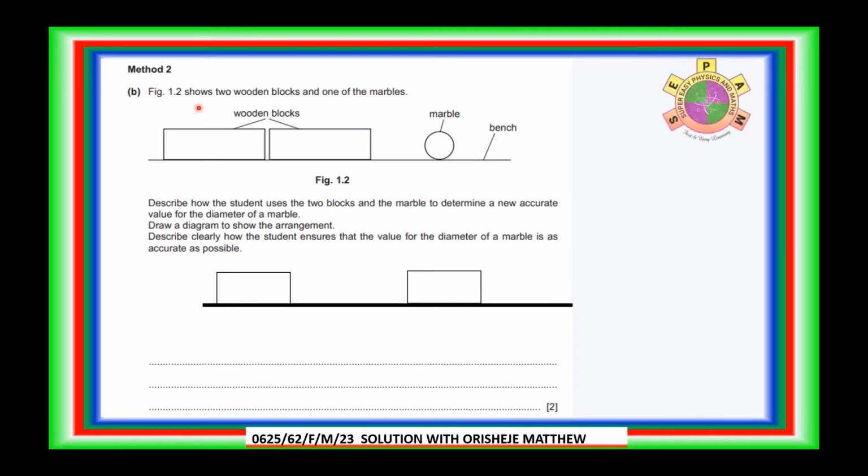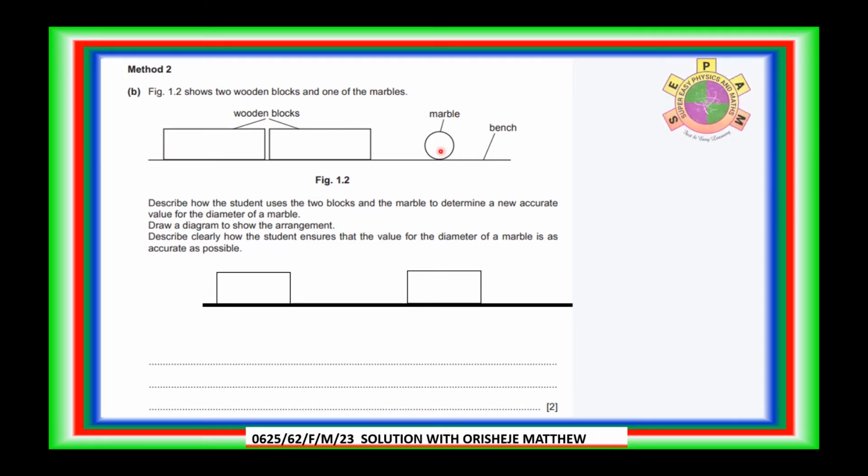Method 2 shows 2 wooden blocks and one of the marbles. Describe how the student uses the 2 blocks and the marble to determine a new accurate value for the diameter of a marble. Draw a diagram to show the arrangement. Describe clearly how the student ensures that the value of the diameter of the marble is as accurate as possible.